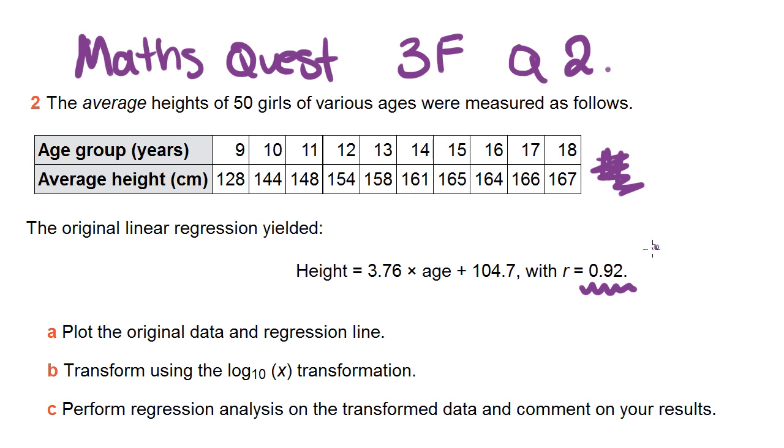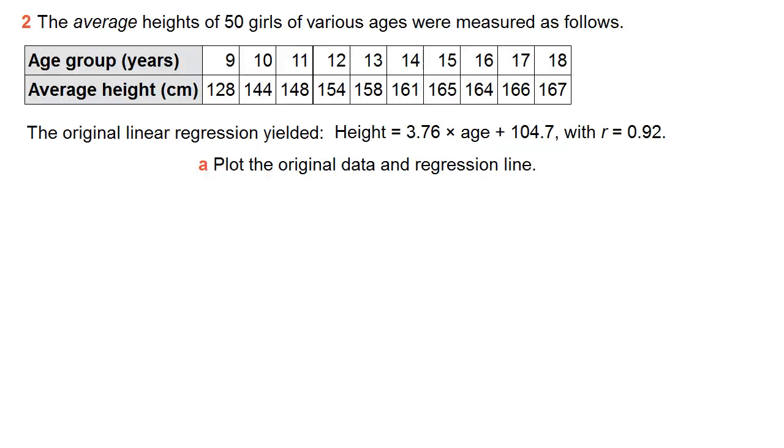Okay, so that R value is not bad to begin with, but this is from the chapter on linear transformations, so chances are we can make it better. Now, part A says, plot the original data and regression line. Part B then says, transform using the log 10 x transformation. And part C says, perform regression analysis on the transformed data and comment on your results. So let's start with part A, which wants us to plot the original data and regression line.